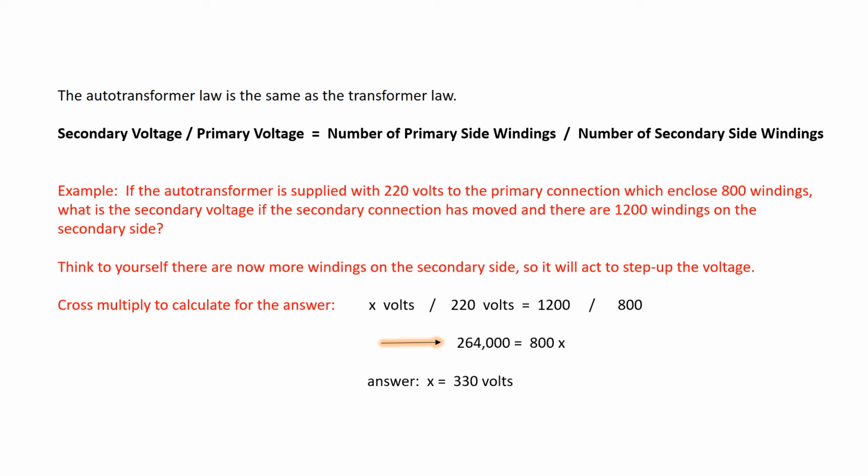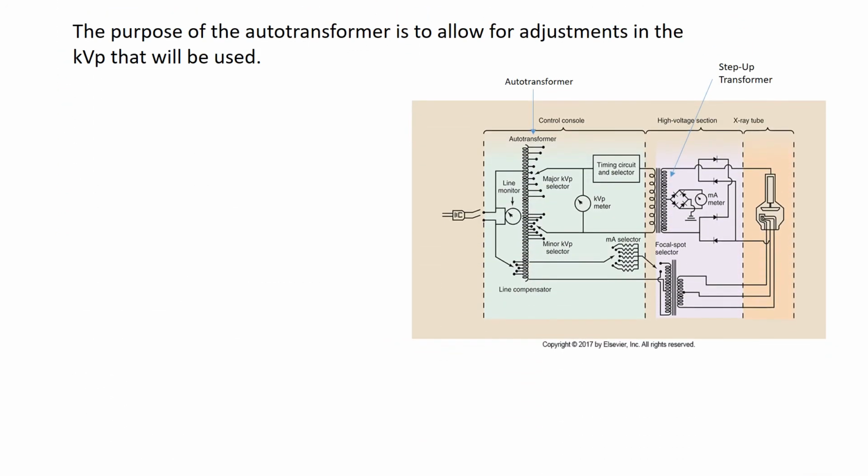This now is the number of volts that is going to be fed into the step-up transformer. That 330 volts is going to be on the primary side. Depending on the number of coils on the step-up transformer, we're going to bring up the voltage from that point. So the purpose of the autotransformer is to allow for adjustments in the kVp that will be used.